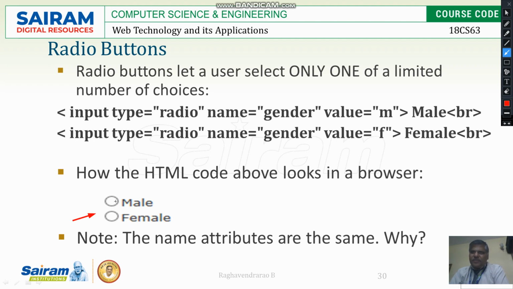Radio is the radio button. Then the name is gender. Okay. Then value is M and F, male and female. This is written over here. This is the syntax. Okay. Input is the element. Then type, name, and value. These are the three attributes of the element input. Then that element is getting closed here.